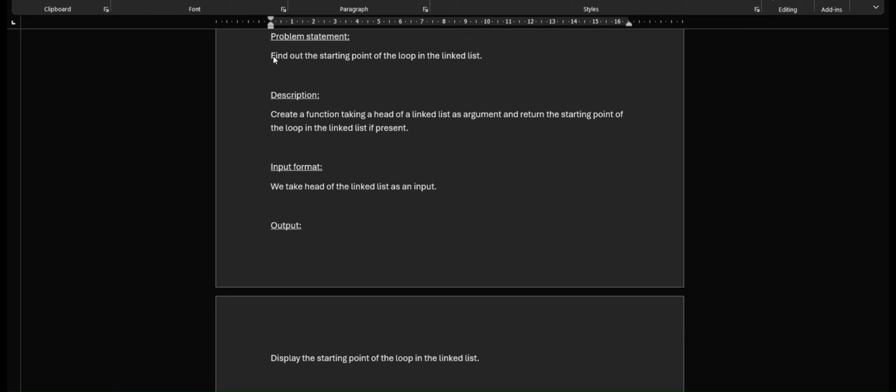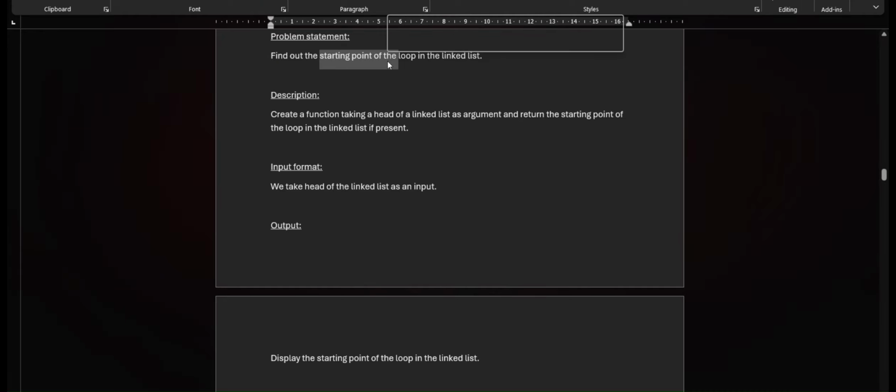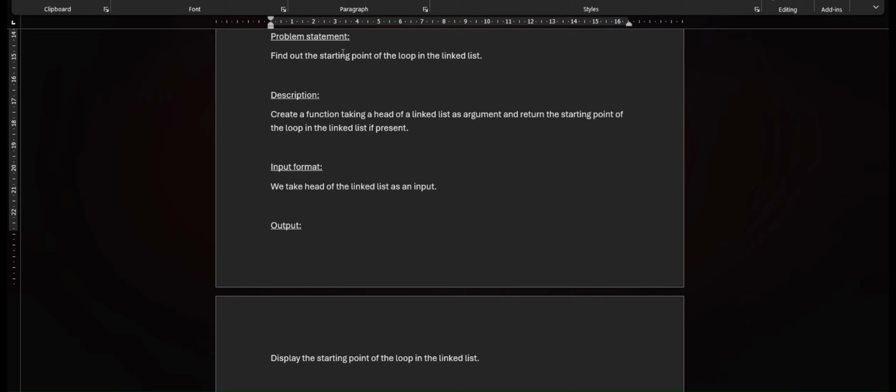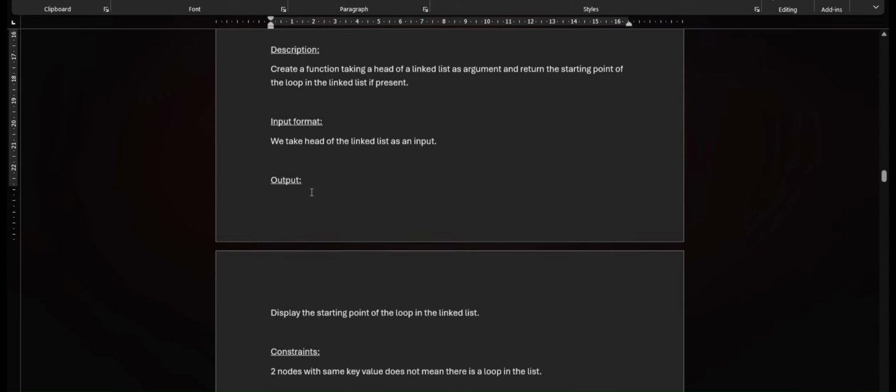So it's similar to the first question. The first question was finding if there is a loop in a linked list or not. And now we have to find the starting point. They're telling us that there will be a loop in the linked list. Just find the starting point of it. And if there is no loop, just return null. So we have to find the starting point of the loop in the linked list. We will be given the head as the input, and we should find the starting point.